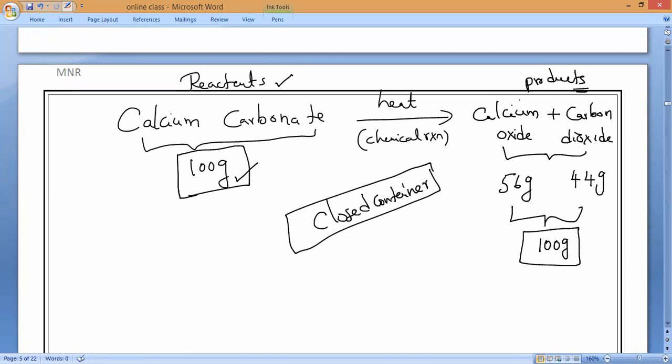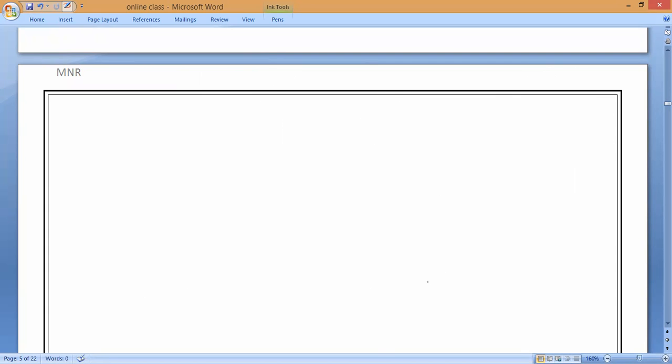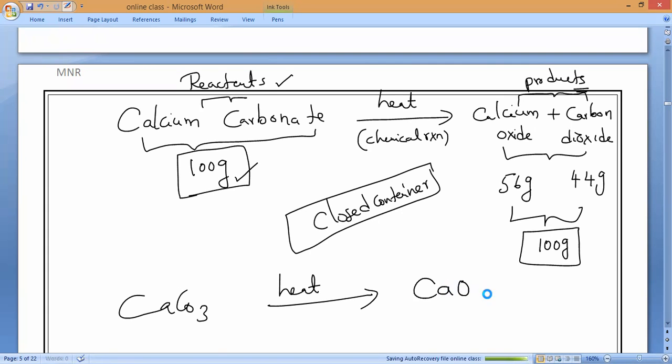Yes, sir. So these two are called products. This one is called reactants. If you want the chemical reaction, I will write CaCO3, calcium carbonate. If I heat CaCO3, it will produce calcium oxide, CaO, plus CO2.